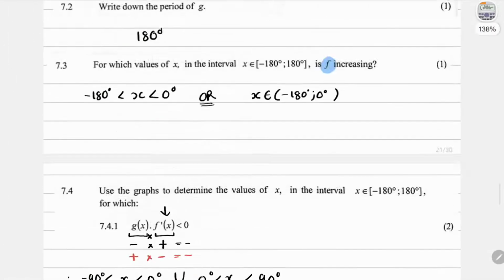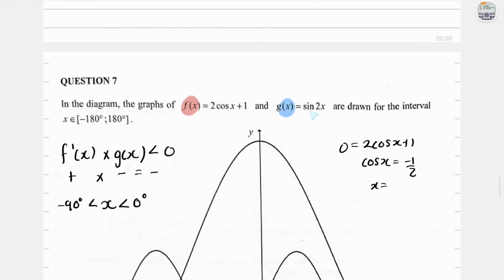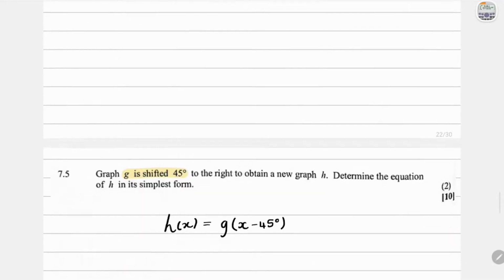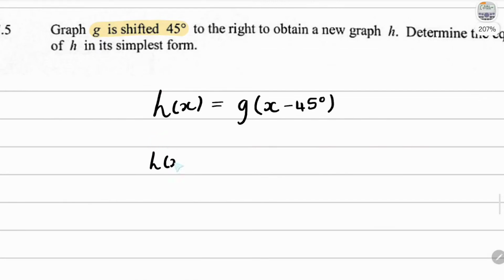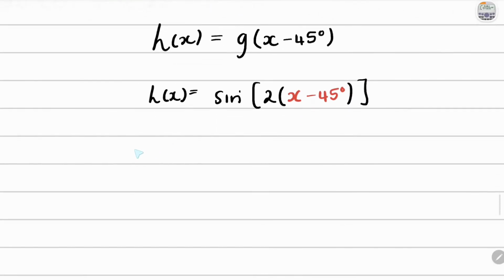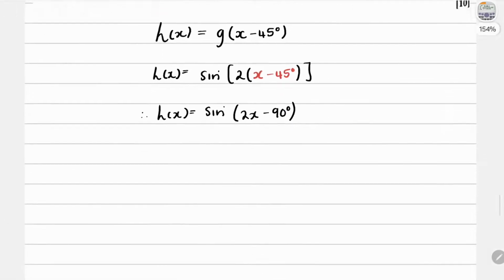So let's look at what g looked like again. G was this graph, okay? Sine 2x. So what would happen there is h of x is now equal to sine of, and you have first, you have 2, and then where you have x, you're replacing x with x minus 45 degrees. So that's going to be x minus 45 degrees. Okay, so let's simplify. This is going to be h of x is equal to sine, and now you have 2x, and then minus 90 degrees. Okay, so that is what this looks like.